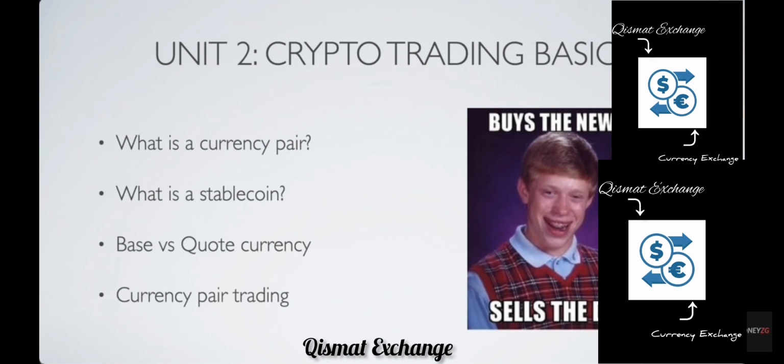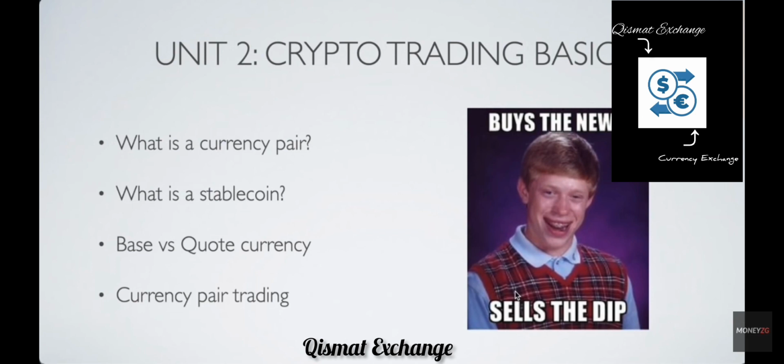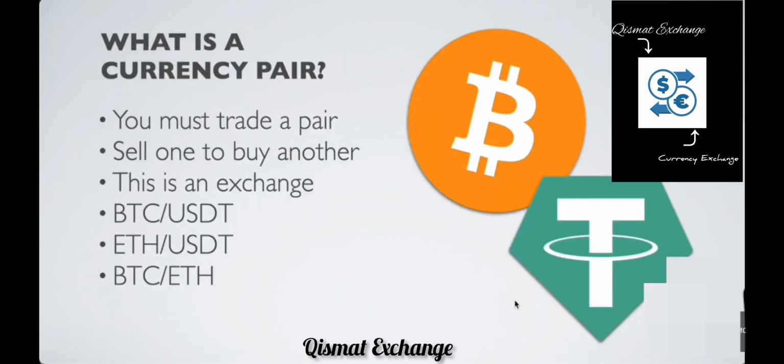Let's get into the basics of trading cryptos then. I'm going to go through what a currency pair is. So when we're trading cryptos, we have to trade in a currency pair. Also, what is a stable coin? Super important for beginners to really understand what these are. A base versus a quote currency, really important when you're trading. And then trading currency pairs in general.